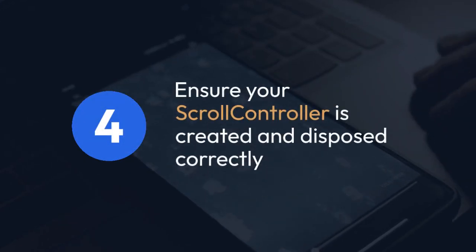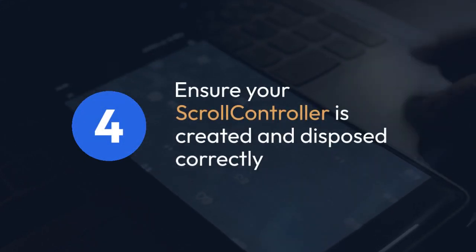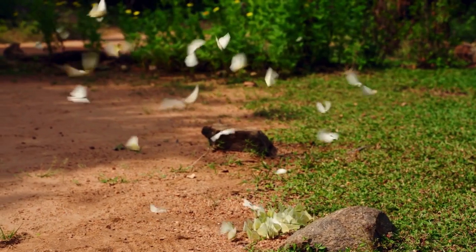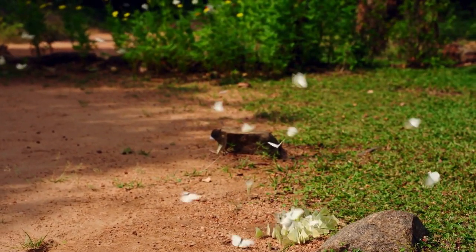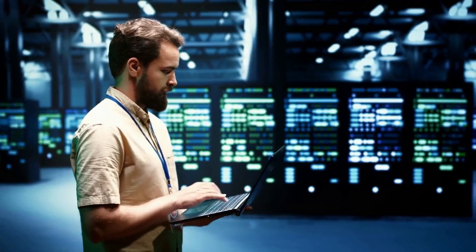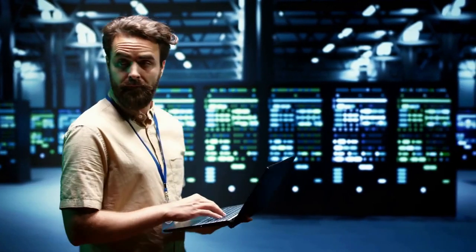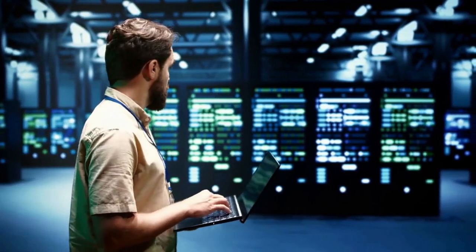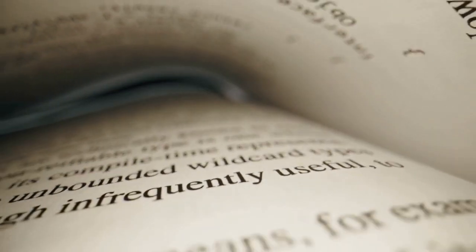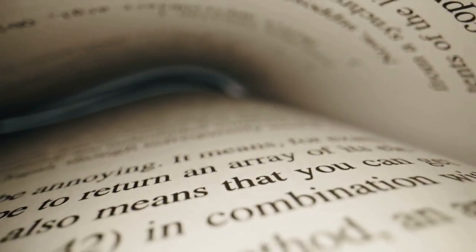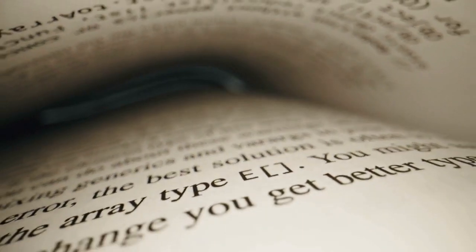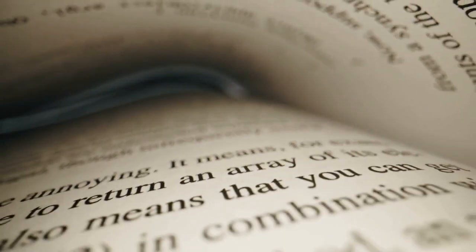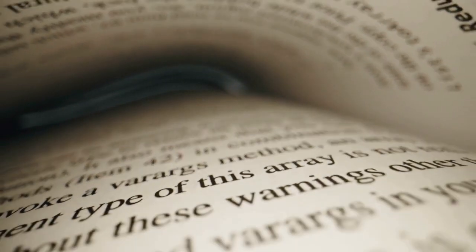4. Ensure your scroll controller is created and disposed correctly. Specifically, create it in the initState of a stateful widget, and dispose of it in the dispose method. This prevents memory leaks and ensures that the controller isn't referenced after the widget has been removed from the tree. For example, add @override void initState() { super.initState(); scrollController = ScrollController(); } and @override void dispose() { scrollController.dispose(); super.dispose(); }.